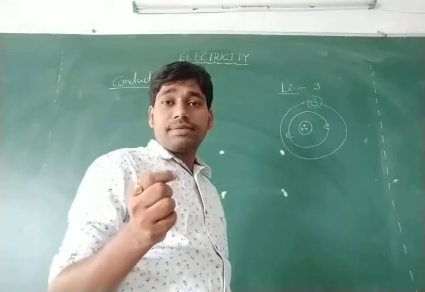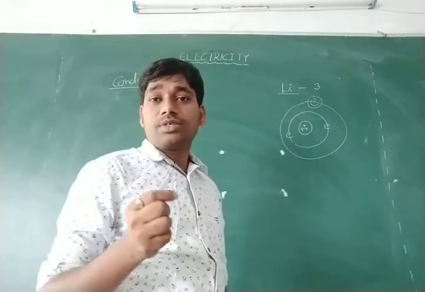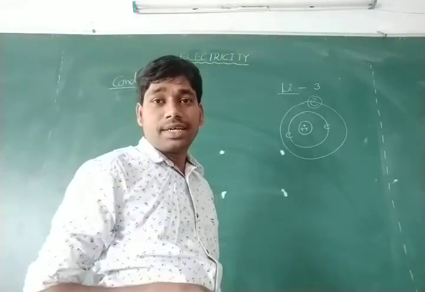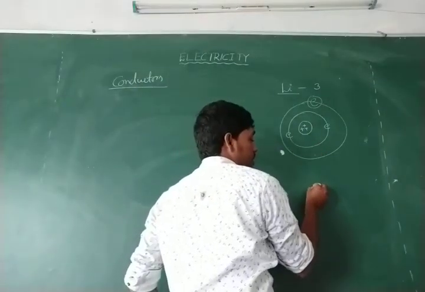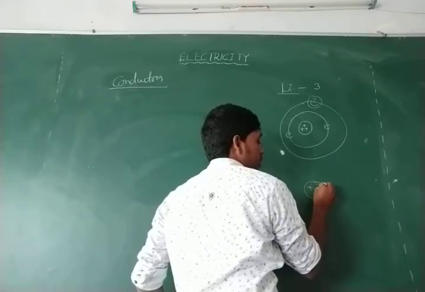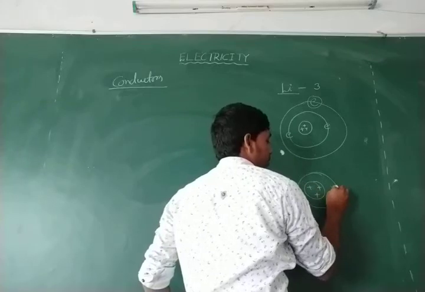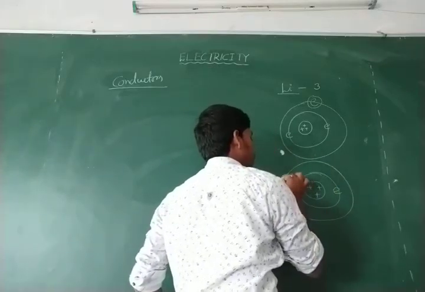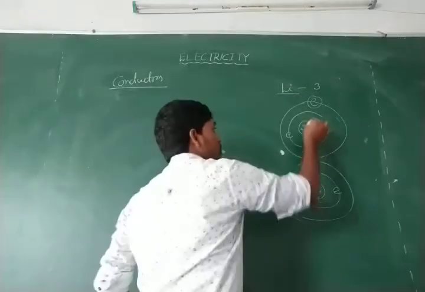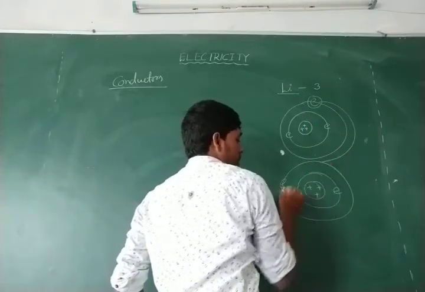This electron can move from one atom to another atom easily. The motion of an electron from one atom to another atom is called electric current. If you take one more lithium atom, it also has 3 protons, and 2 electrons are fixed in one shell. In the other shell there is one more free electron. This free electron jumps from one atom to another atom.